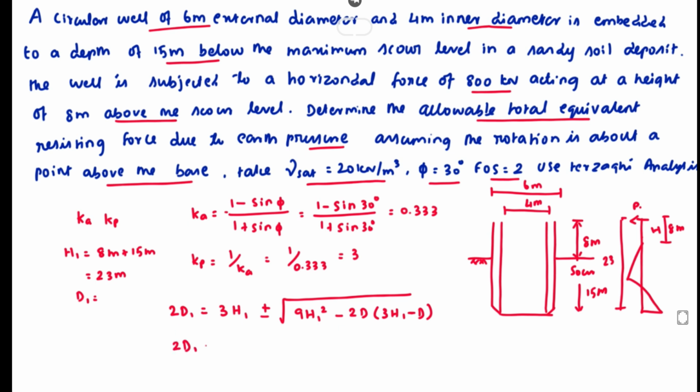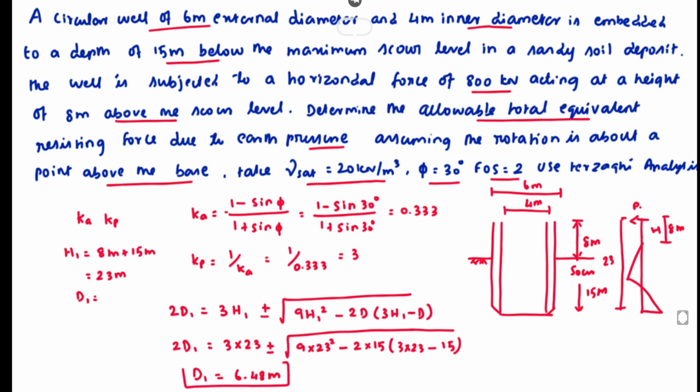Now we substitute all the values. 2D1 equal to 3 into H1 value, which is 23, plus or minus root of 9 into 23 square minus, here D is 15, into 3 into 23 minus 15. The only unknown is the D1 value. Solving this we got D1 equal to 6.48 meter.